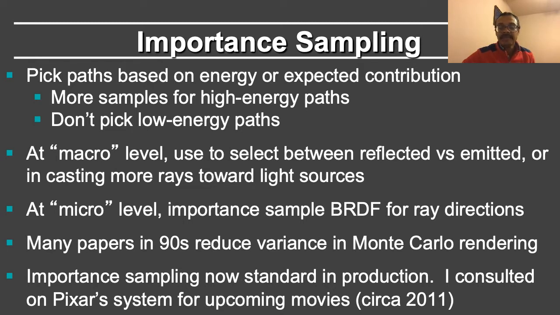There have been many papers starting in the 1990s and going on until the present day which seek to reduce variance in Monte Carlo rendering. Physically based path tracing approaches with physically based importance sampling is now standard in production rendering. In fact, about a decade ago, I consulted on Pixar's system for upcoming movies at the time, and starting with about Monsters University, the production renderer has used importance sampling.